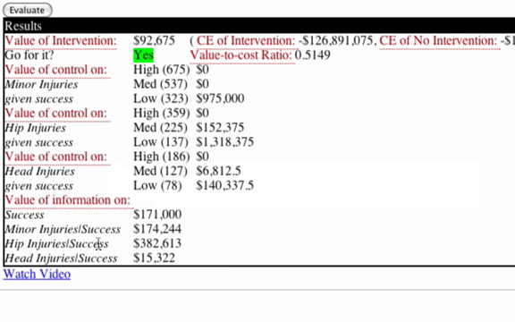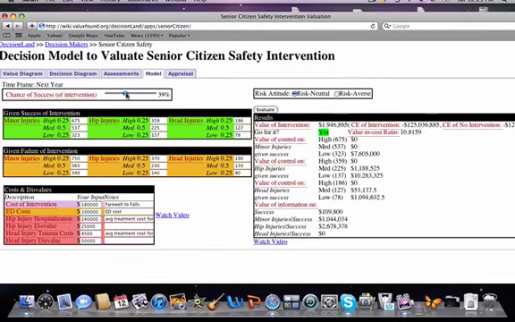Value of information is also useful. So if somebody could tell us if this intervention would succeed or not, the most we'd be willing to pay is $171,000. Now, that's kind of an upper bound on any research on effectiveness. The same way we have value of information on what the level of minor injuries would be, hip injuries and head injuries. So that gives us a mechanism to figure out what's the value of obtaining more information before making the decision.